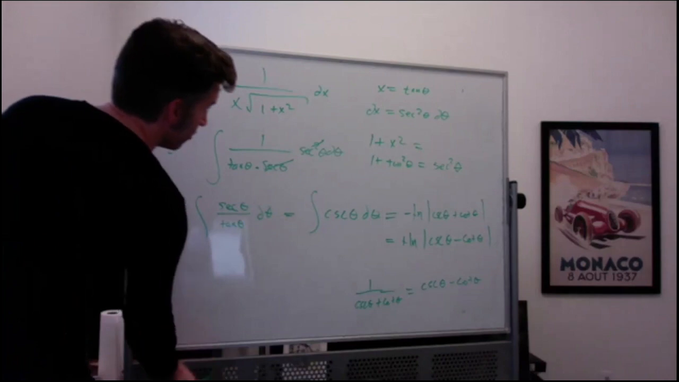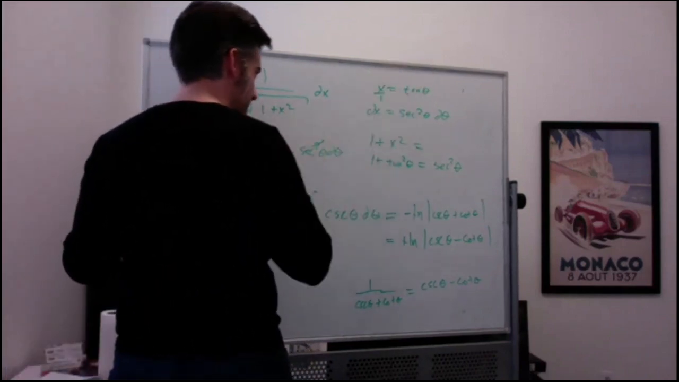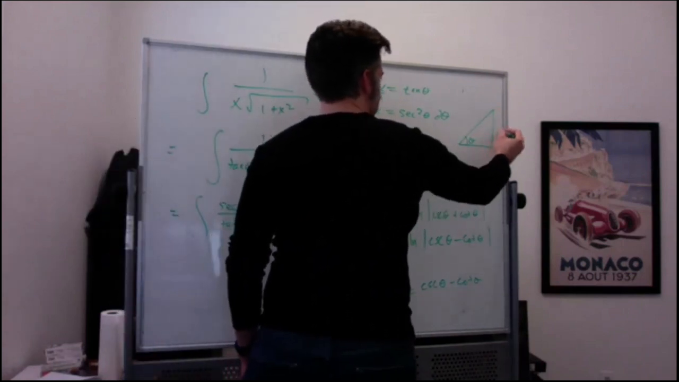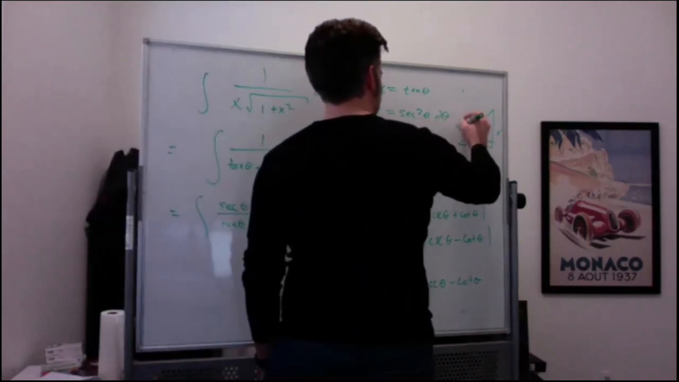But now we do need the triangle. We have tangent theta equal to x over 1. So tangent is opposite over adjacent. The third side is the square root that started the whole thing.